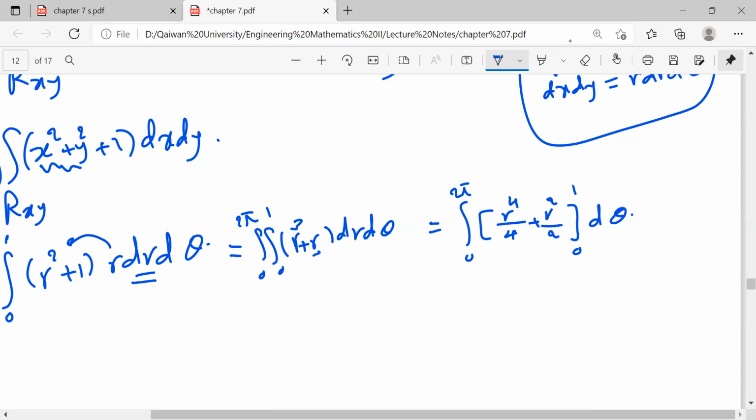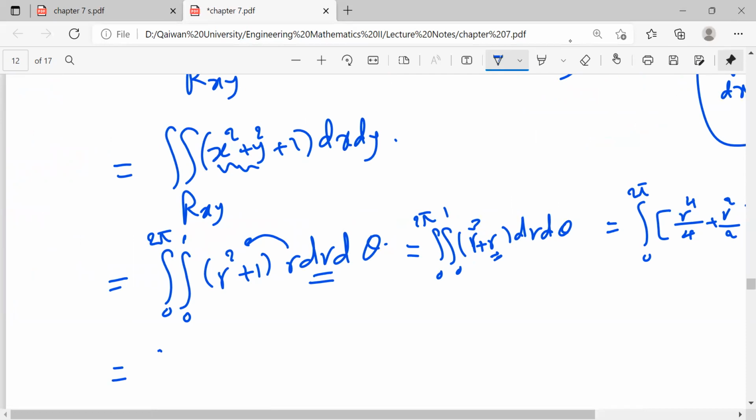Because it's r, we take an integration, and it equals 1 over 4 plus 1 over 2, which is 3 over 4. This equals the integration from 0 to 2 pi of 3 over 4 d theta. Now we take another integration for this one. This equals 3 over 4 theta from 0 to 2 pi.